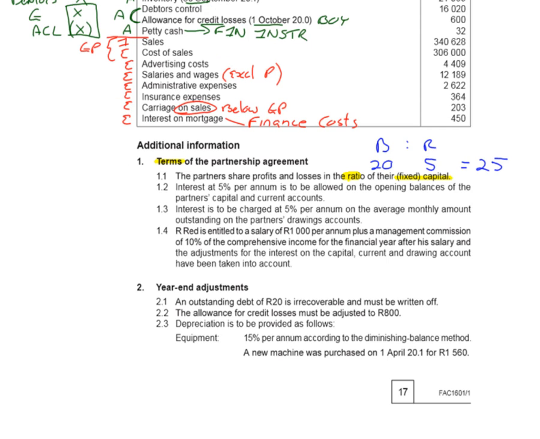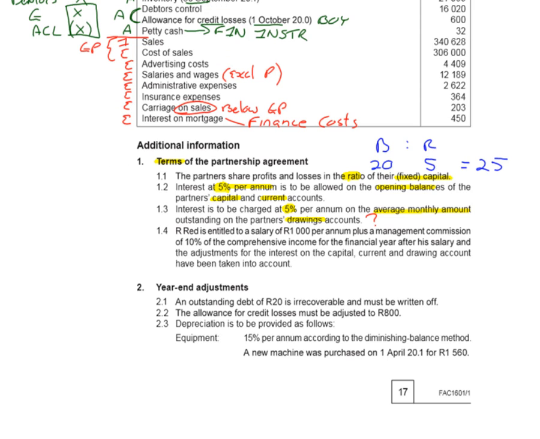Interest. Interest is being charged at 5% per annum on the opening balances of both the capital and the current accounts. And that is done annually, guys, 5% per annum. Then interest is also charged 5%, but on the average monthly amount on the drawings account. Now we've got to ask ourselves, have we got enough information to calculate that? Not yet, right? So there's got to be something else later on. So let's just put a little question mark. We know we've got to come back to that.